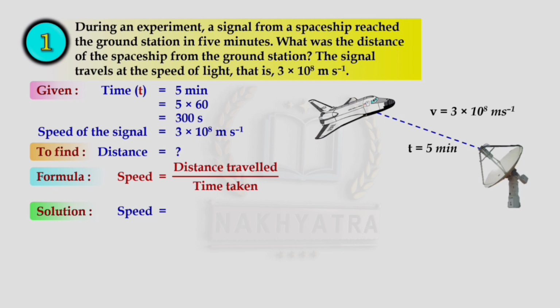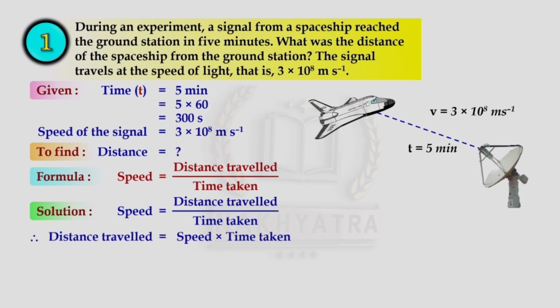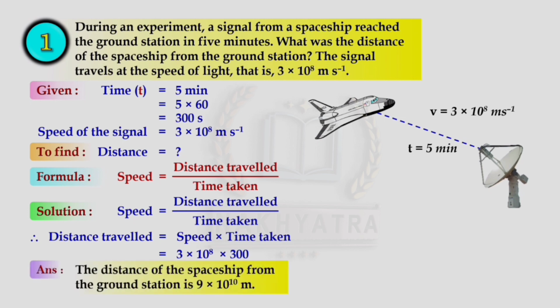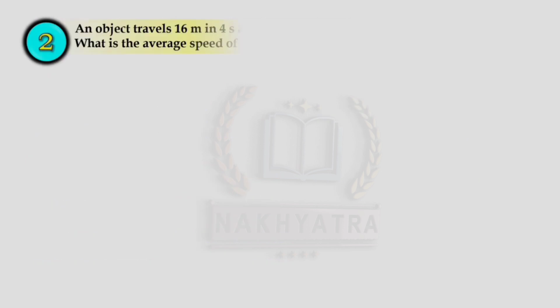Now solve it. This is a formula based question, you can solve it by yourself also. Well, I'm helping you out. Okay, now rearrange the formula. Distance traveled equals speed into time taken. So now put the values. 3 × 10^8 × 300 equals 3 × 10^8 × 3 × 10^2. So distance traveled equals 9 × 10^10 meter. The answer is, the distance of the spaceship from the ground station is 9 × 10^10 meter. Clear everyone? Now move to question number 2.